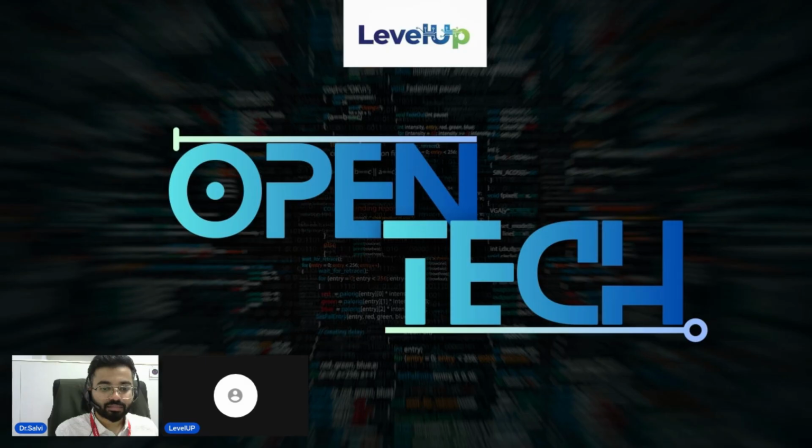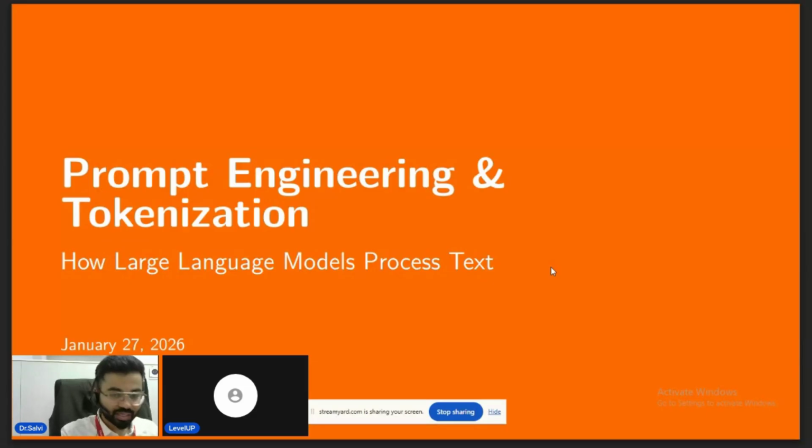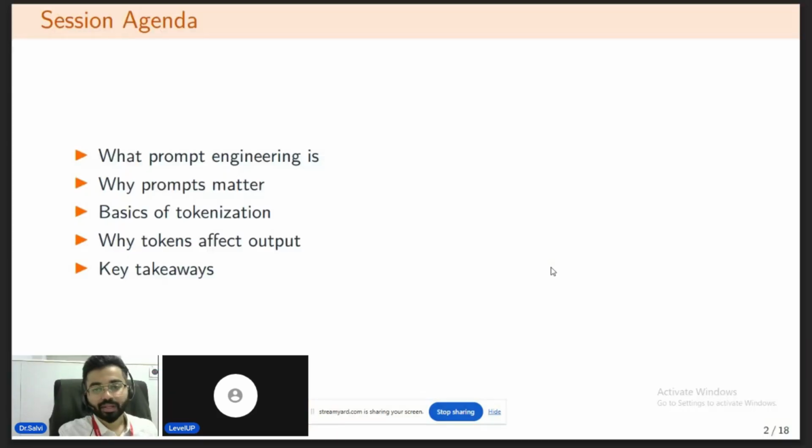I'll share about prompt engineering and tokenization today. This session is going to be centered around how large language models process text. Why is this important? Because we need to understand that whatever we write on ChatGPT is of utmost importance to ChatGPT, and on the basis of what we write, we are going to get deliverables in that manner.